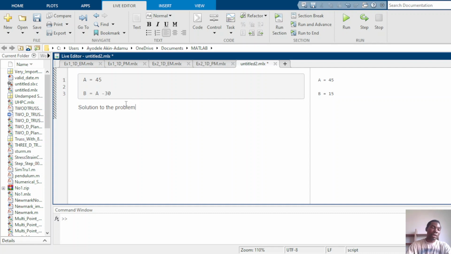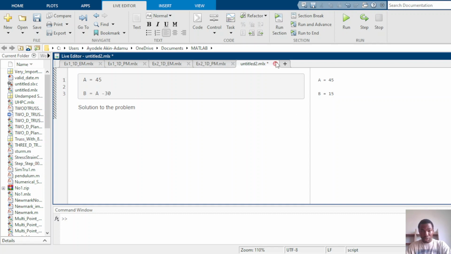You can write anything here, but these are just text. They are not MATLAB code. You can even copy images. You can copy and paste images in this MATLAB live script environment to better explain, say, your MATLAB algorithm, your MATLAB code, your MATLAB lines of code.